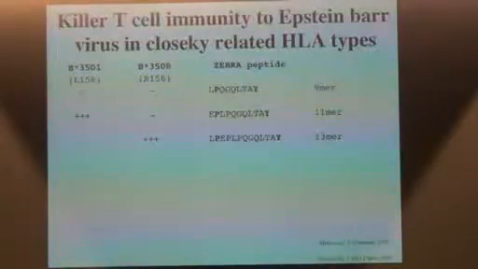And we've just got some data to show you here. Here's a peptide called zebra, and here's B3501 and B3508. And B3501 is selecting this peptide, and B3508 this peptide. Quite different peptides from the same antigen.